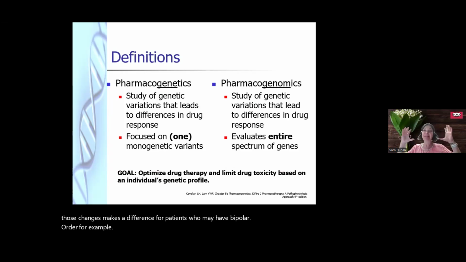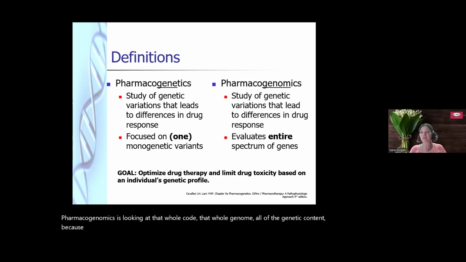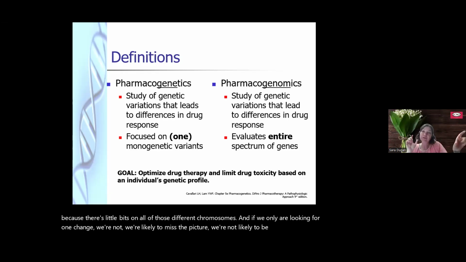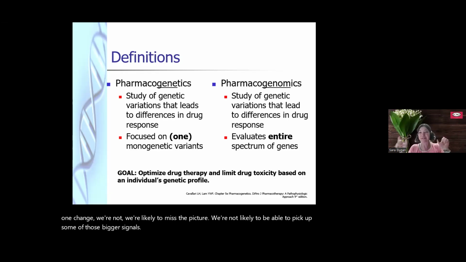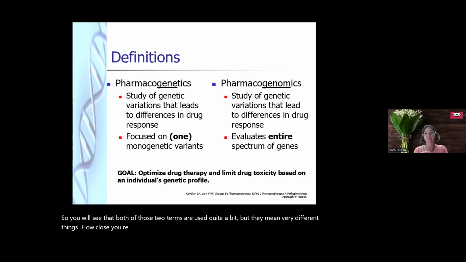Pharmacogenomics is looking at that whole code, that whole genome, all of the genetic content, because there's little bits on all of those different chromosomes. And if we only are looking for one change, we're likely to miss the picture. We're not likely to be able to pick up some of those bigger signals. So you will see that both of those two terms are used quite a bit, but they mean very different things. How close you're looking versus if you're looking at the whole thing.